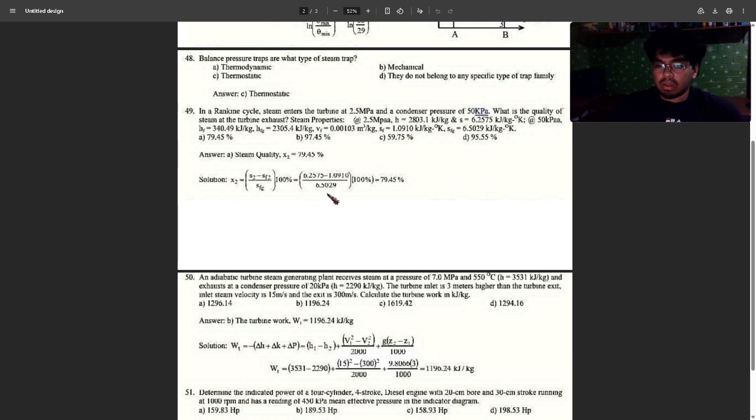Substitute lang: 6.2575 minus 1.0910 over 6.5029 times 100%. So we get 79.45%, which is letter A in the problem. So the final answer in this number 49 is letter A, 79.45%.